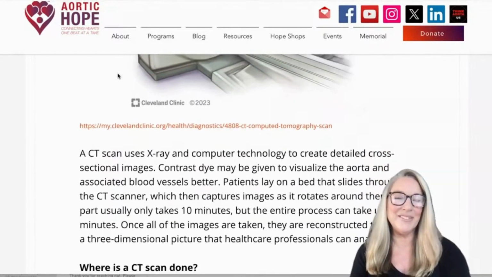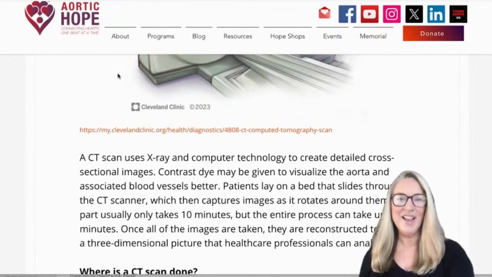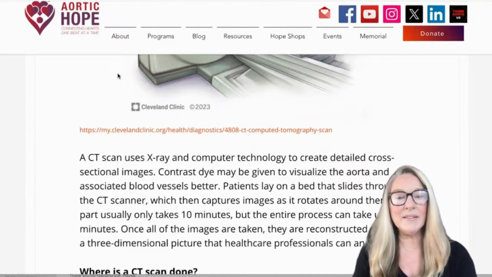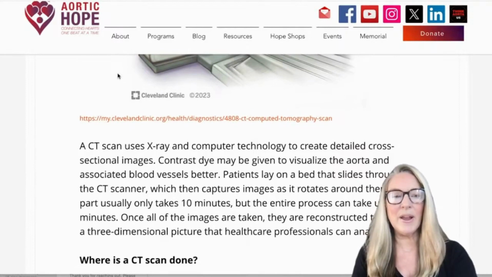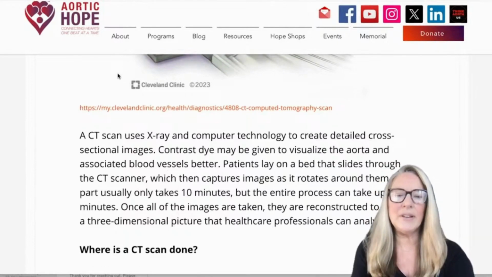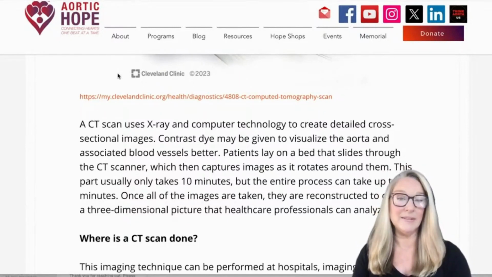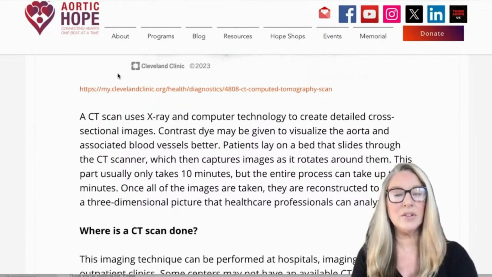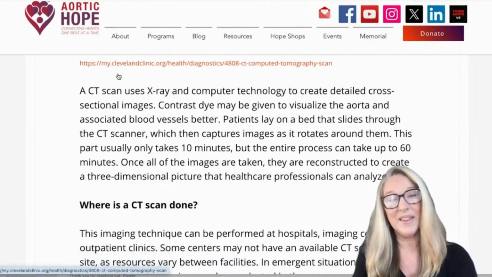A CT scan uses X-ray and computer technology to create detailed cross-sectional images. Contrast dye may be given to visualize the aorta and associated blood vessels better. Patients lie on a bed that slides through the CT scanner, which then captures images as it rotates around them. This part usually takes only about 10 minutes, but the entire process can take up to 60 minutes. Once all of the images are taken, they are reconstructed to create a three-dimensional picture that healthcare professionals can analyze.